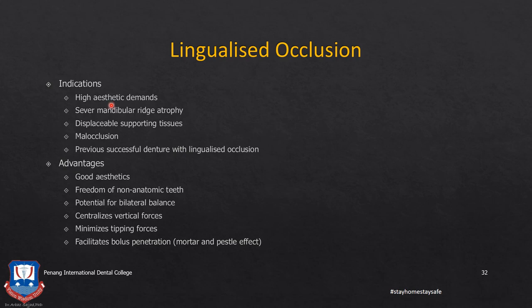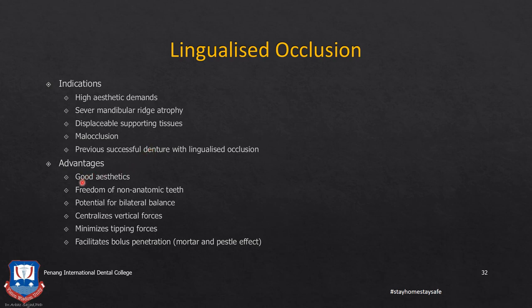Indications of lingualized occlusion are when there is high aesthetic demand, when there is severe mandibular ridge resorption, when there are displaceable supporting tissues like thick mucosal biotype, flabby ridges, or traumatic ridges, and when there is malocclusion, that is, we find a class 3 or class 2 relationship. Most of the indications are similar to monoplane occlusion. A patient with a previous successful denture with a lingualized occlusion. Even today, in many European countries, lingualized occlusion is followed by many doctors and denture technicians for the arrangement of the artificial denture teeth occlusal scheme.